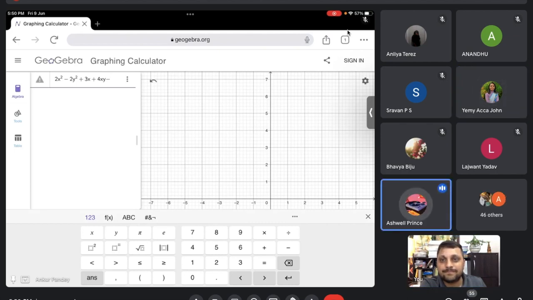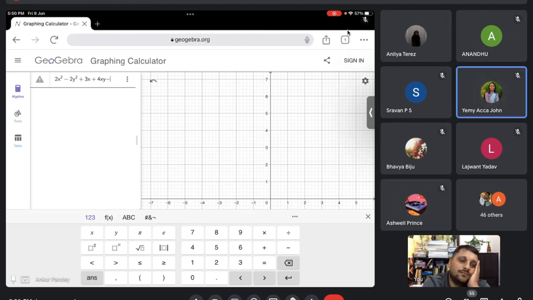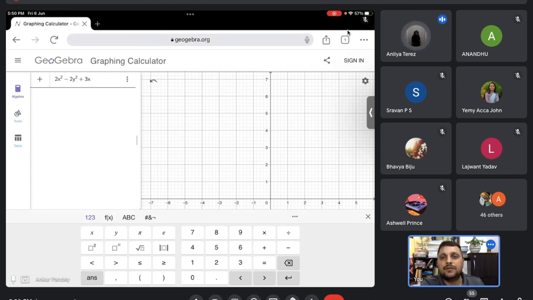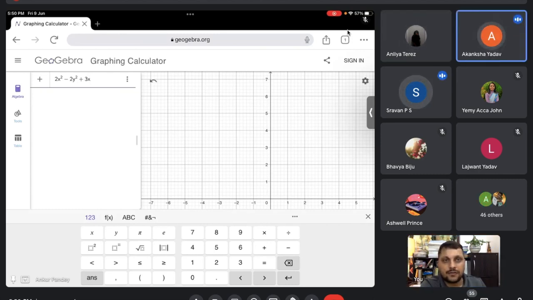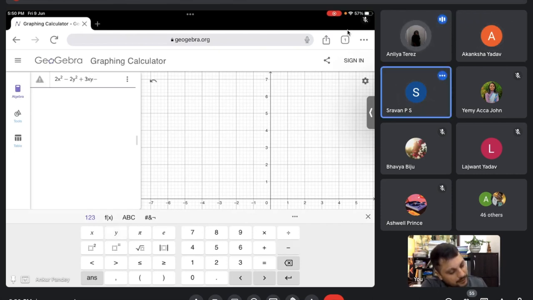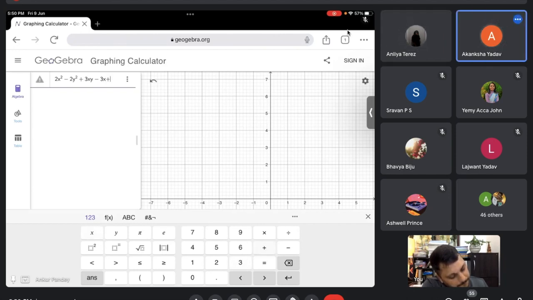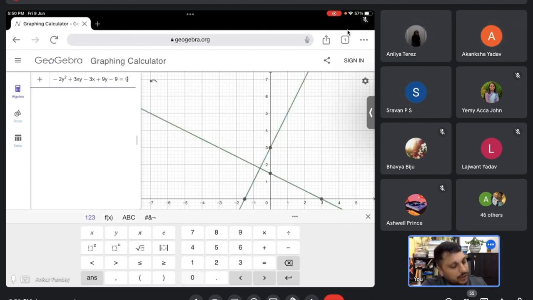So it's 3xy minus 3x minus y is equal to 0. Should I correct? Minus 2y square after that, plus 3x plus 3xy minus 9y minus 9 equal to 0. Dekho.